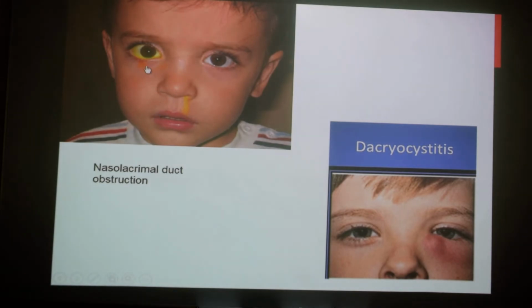into the nose. So this is a common way to see if there is an obstruction or not. So this is a nasolacrimal duct obstruction. So this is a dacryostenosis. And here you can see an inflammation of the lacrimal sac. And this is the dacryocystitis.